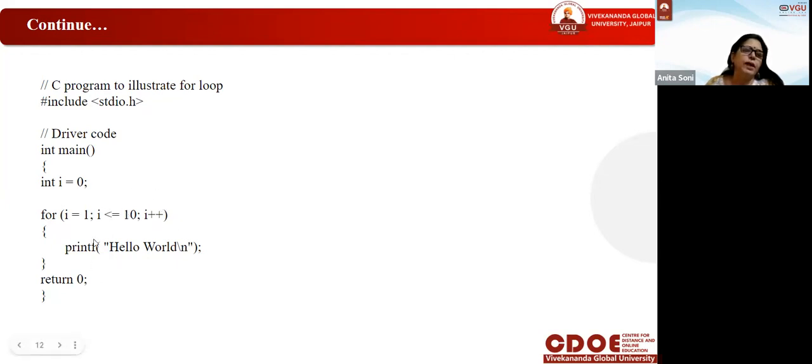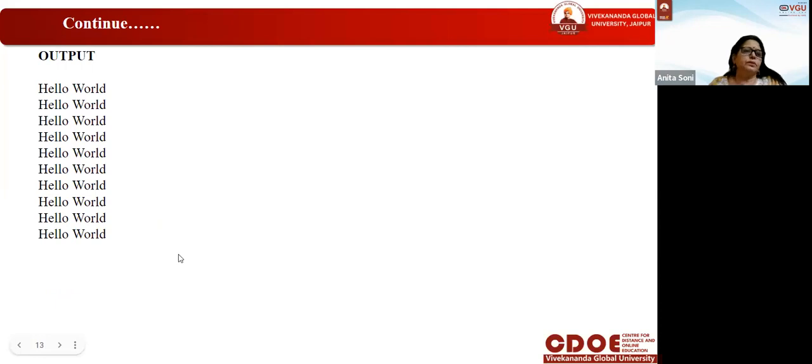So in this way, hello world will be printed 10 times, each on a new line, because you are putting slash n, a new line, after the print statement. So the control will come to a new line every time. You see the output. Hello world will be printed 10 times.